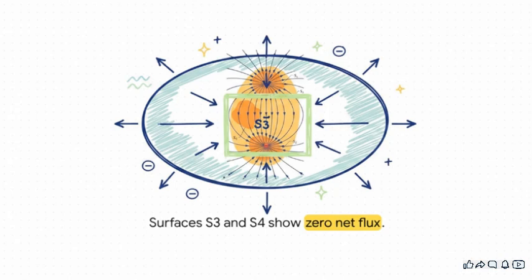But look really closely at surfaces S3 and S4. This brilliantly illustrates our empty space rule. S3 is drawn right in the middle of the field, but it actually encloses no charge whatsoever. Every field line that enters at the top leaves at the bottom, so the net flux is 0.